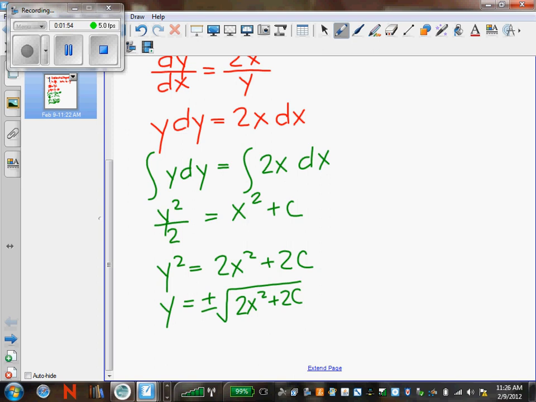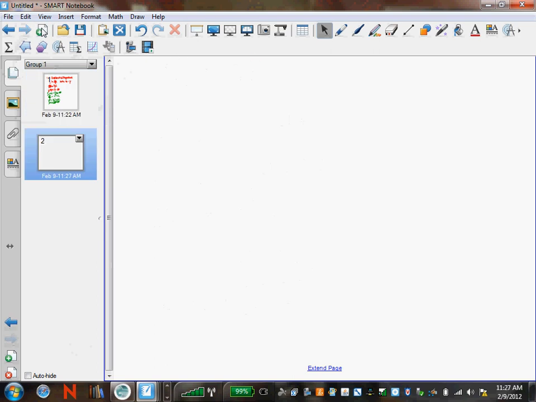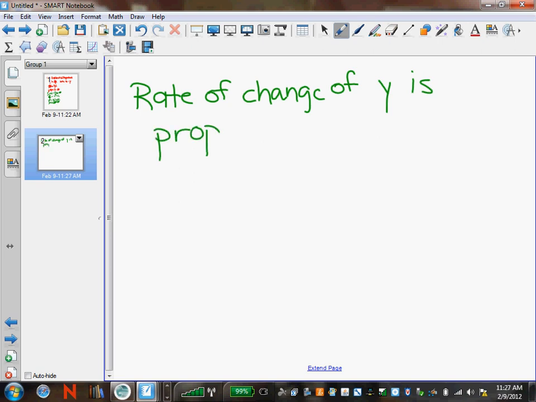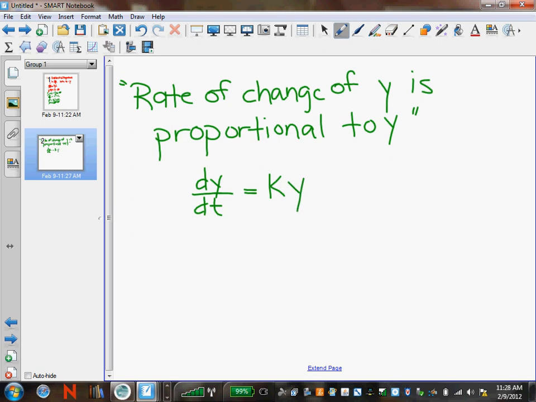Now, to talk about the growth and decay part of this section, we want to look at a word problem. If it is worded, the rate of change of y is proportional to y, let's say that is your quote, then I know the words rate of change of y means dy over dt, because we're with respect to time here. The rate of change of y is the equal sign, proportional to y means that there's a constant of proportionality and it's proportional to y. So I have that equation.